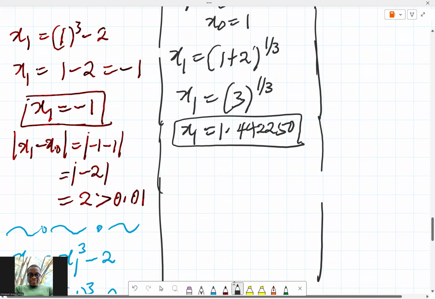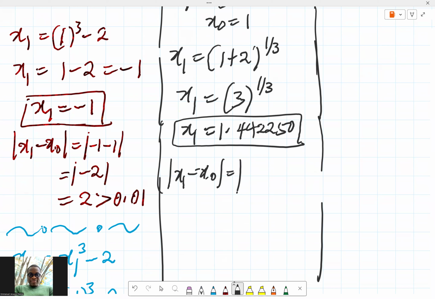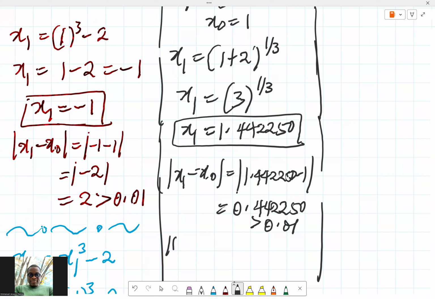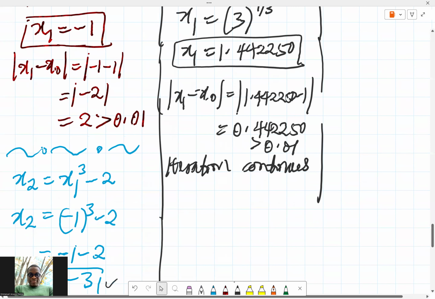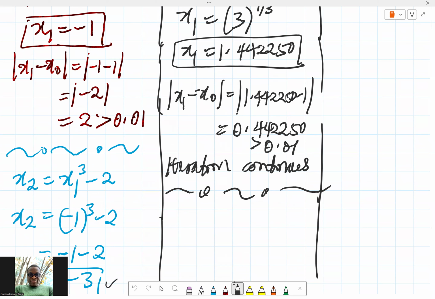So let's check. Absolute value of x1 minus x naught is equal to absolute value of 1.442250 minus x naught, which is 1, so that is 0.442250. Of course, this is still greater than 0.01. So iteration continues. But the value is very small. It's not like the first one that was giving us 2 and all those big numbers.